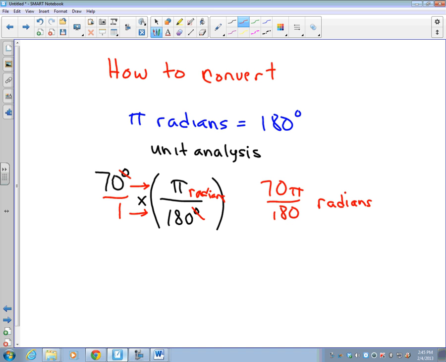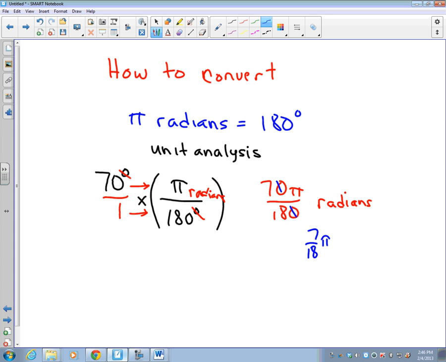You might want to feel better if you actually multiply it out and do 70 times 3.1415, etc., and divide by 180. But you're not required to. This is the answer. You could reduce this fraction easily by canceling out the zeros, and writing this as 7/18 of a pi. But either way, it's converted. You'll get full marks for either form, 70/180 or 7/18 of a pi.